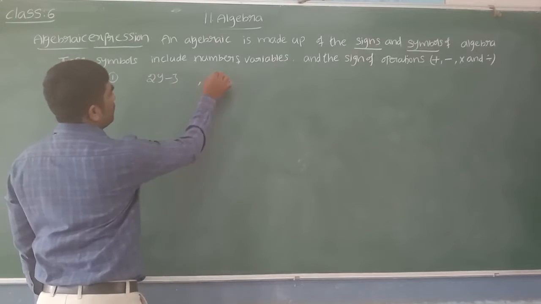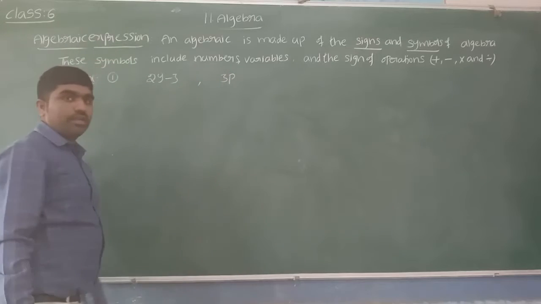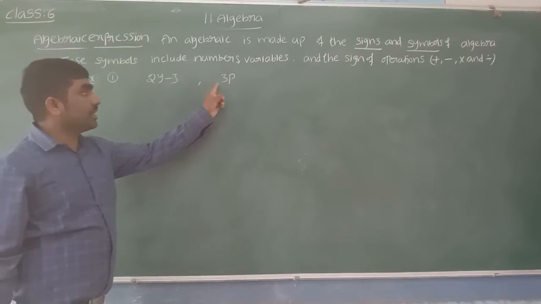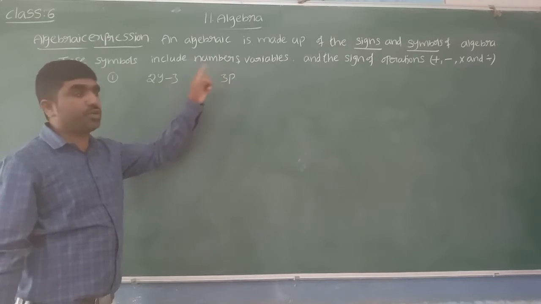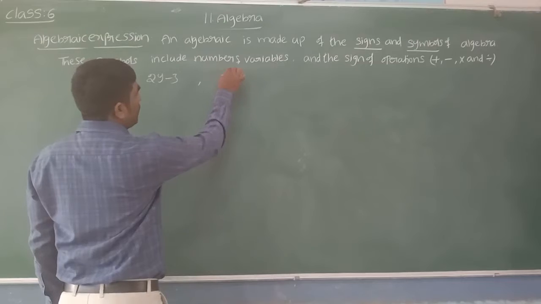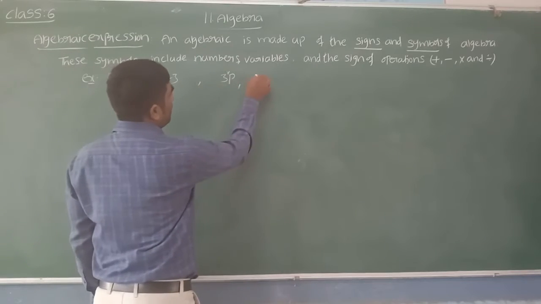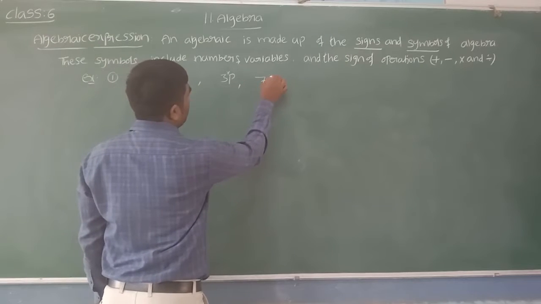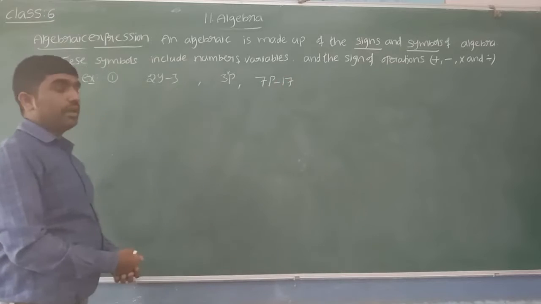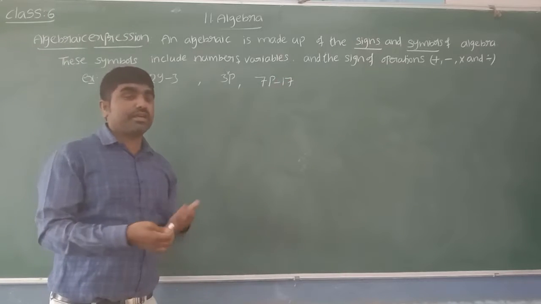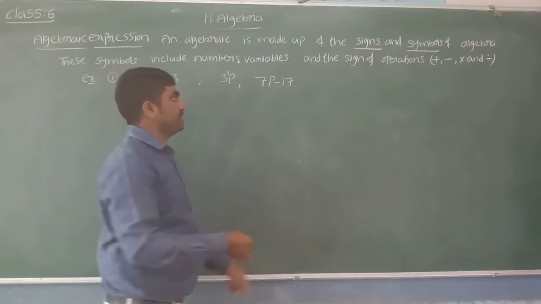Let me take one more example: 3 into p. Even this is formed by a constant, a variable and an operation. Which operation is there? In between, we can say the operation is into. 3 into p means 3p. Let me take here 7p minus 17. Even this is called an algebraic expression, formed by numbers, alphabets and operations.